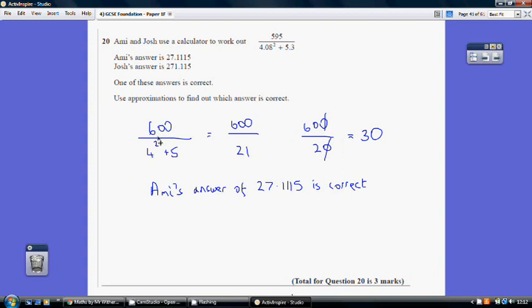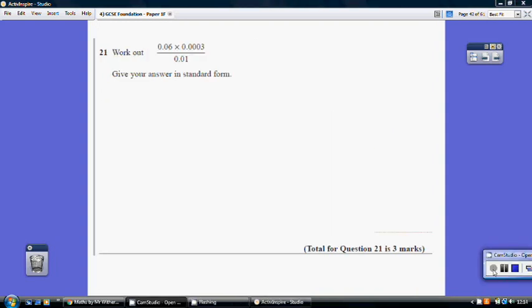So 600 divided by 4 squared plus 5. So that actually is 4 4s is 16, 16 add 5 is 21, so 600 divided by 21. Now I could actually work that out, that would be fine, but I'm only trying to get a ballpark figure. So rather than spend time working out 600 divided by 21, I'm going to do 600 divided by 20, because that's so much easier. So I can divide both.